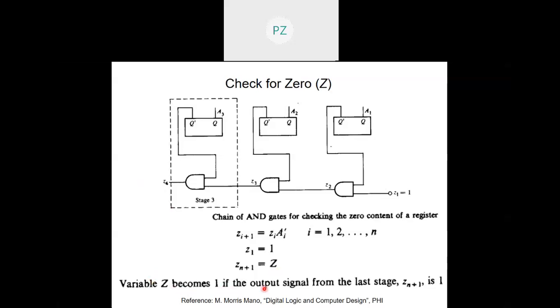Variable Z becomes 1 if the output signal from the last stage is 1. Whatever be the last stage, here I have taken 3, so Z4 is the last stage. If I take 4, then Z5 will be the last stage. If I am taking n such stages, or n bits in the accumulator, then the n plus 1th value of Z will be the final flag Z, right?